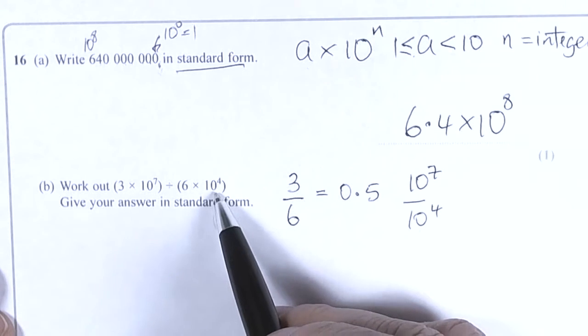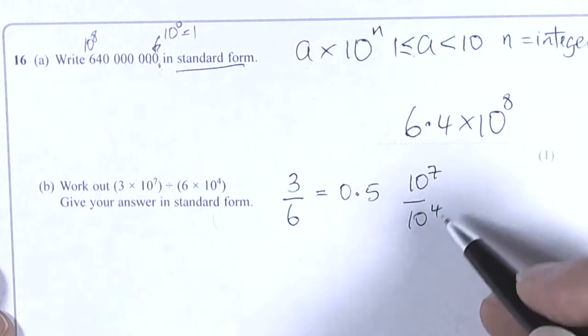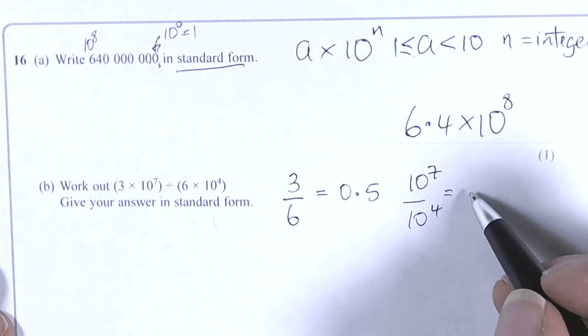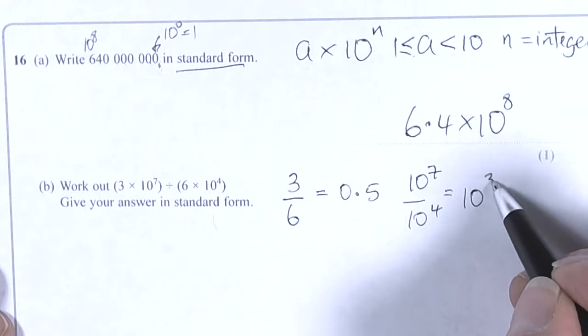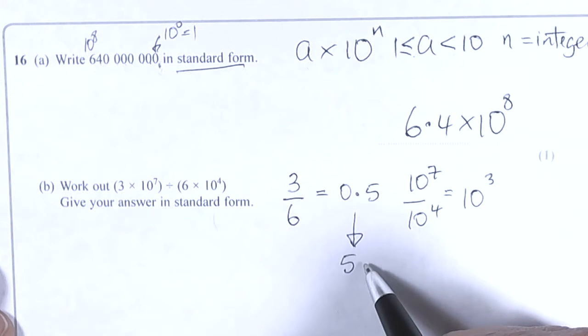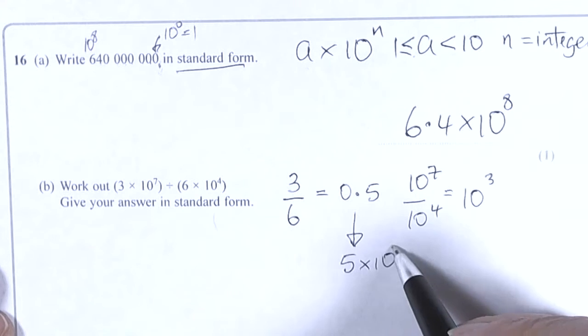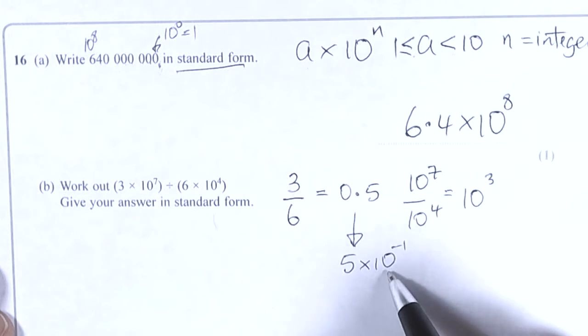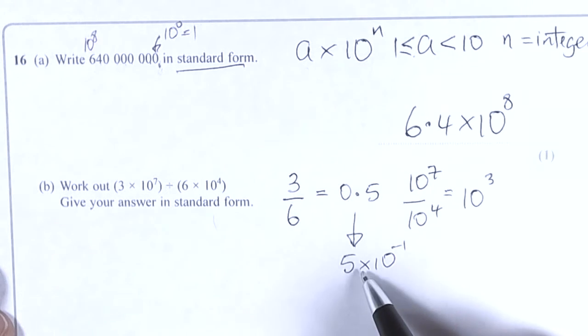And then we divide the powers of 10. Because it's the same bases, we know division means we're going to end up taking away the powers, so we end up with 10 to the power of 3 here. 0.5 is not the right start to a standard form number, so we turn that into standard form, which is 5 times 10 to the power of negative 1, because the decimal point had to move back one place.